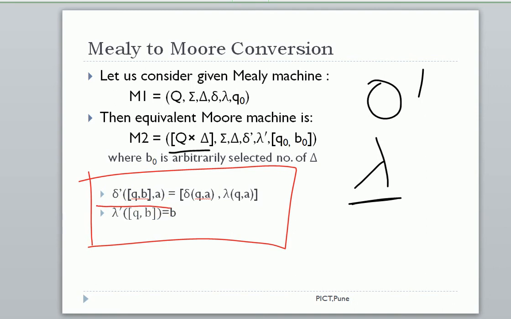Transition function and output function. The transition function gives me the new state, while the output function gives me the output associated with that. Initially we assume the output arbitrarily as B. So this is the equation we are using further to calculate the Moore machine. Fine. Now let's take one example.